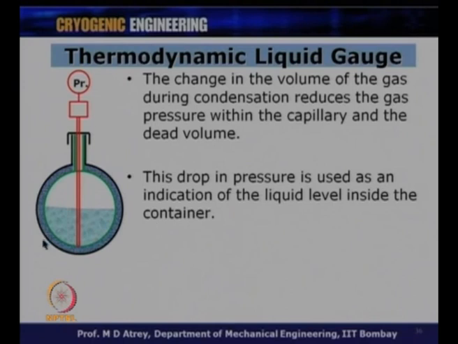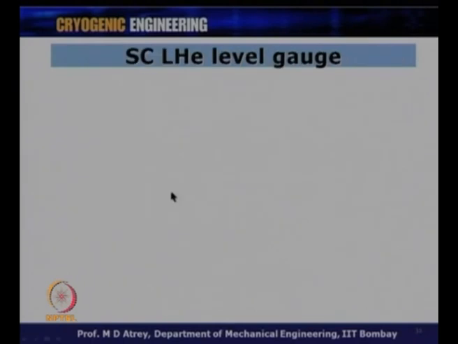So, this is the way the thermodynamic liquid gauge would work. Similarly, we have one more level gauge, which will normally be used for liquid helium only. So, we have a superconducting liquid helium level gauge. Because it has a superconducting wire, it uses some superconducting material, so it is going to be a little costlier as compared to the other gauges.